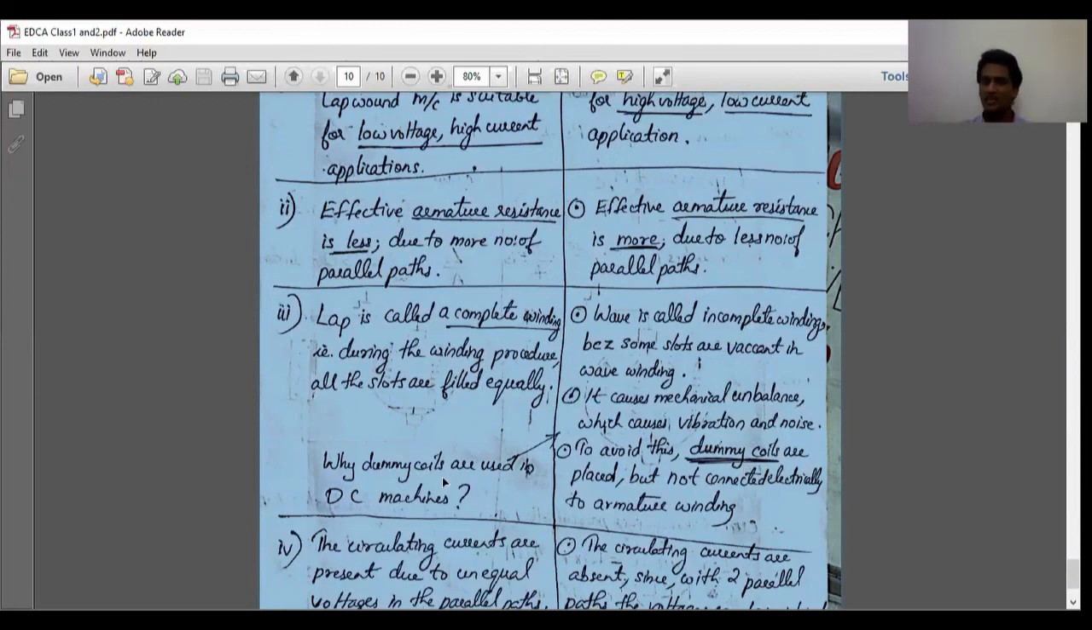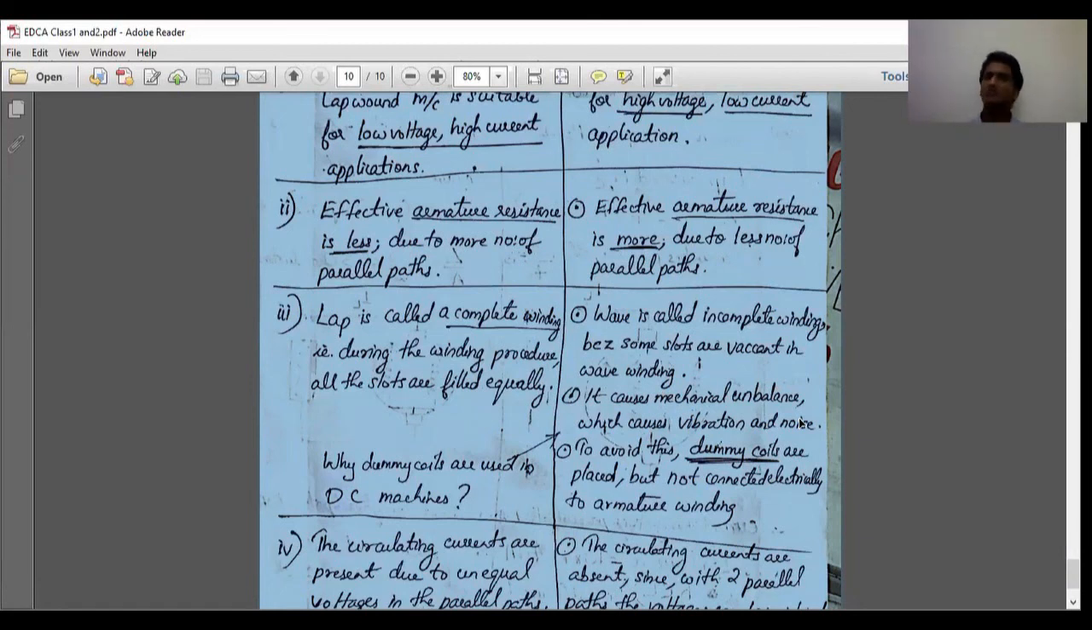So what is the use of dummy coils in a DC machine? It is a 2-mark question. What is the use? In a wave wound machine, it is incomplete winding. So some slots are vacant in the case of wave winding, and those vacant slots will cause mechanical unbalance, which causes vibration and noise. In order to avoid that vibration and noise, we will keep some coils in those vacant slots, and these coils are not connected electrically to other coils. So these are called dummy coils. What is the use of this dummy coil? To get mechanical balance. Clear?